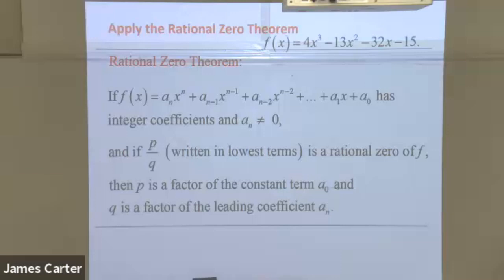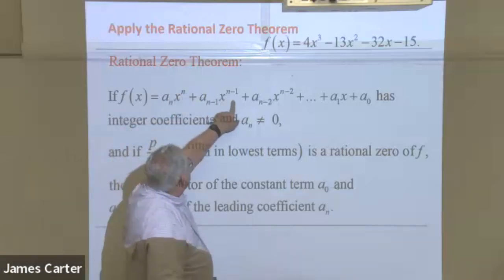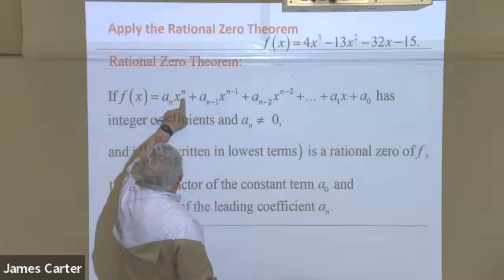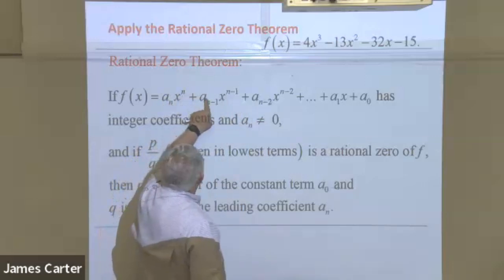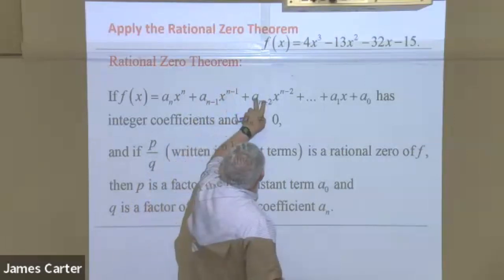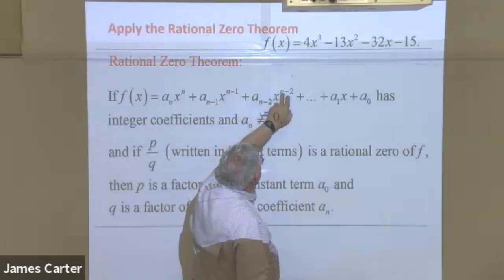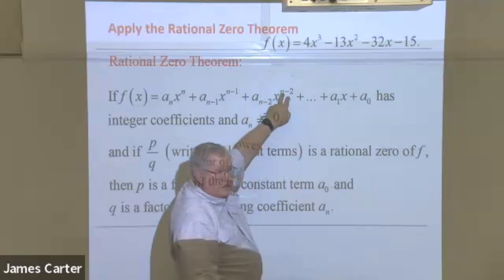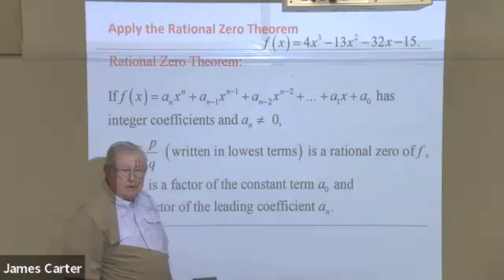Okay, we look at this and you think, oh, scary again. But remember, here's 4 and here's x cubed. Here's negative 13 and here's the x squared. Here's the negative 32 and here's x to the first, one degree less, and so on.